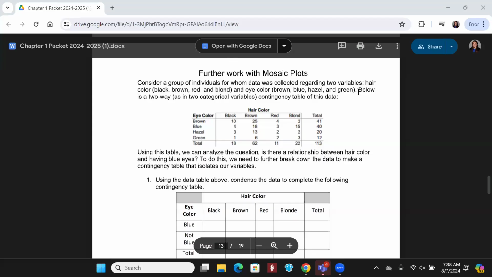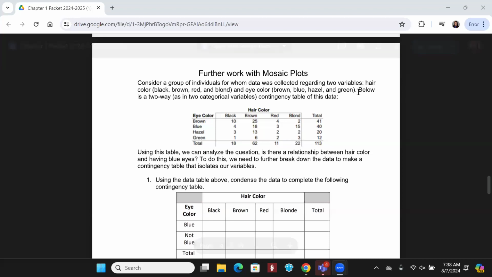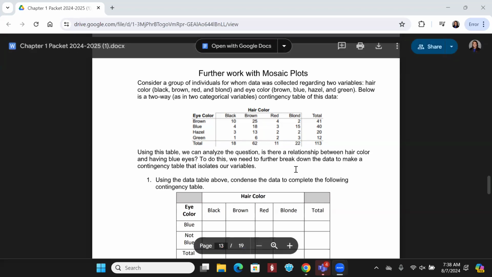So, further work with mosaic plots. Consider a group of individuals for whom data was collected regarding two variables: hair color, black, brown, red, or blonde, and eye color, brown, blue, hazel, and green. Below is a two-way, as in two categorical variables, contingency table of this data. Using the table, we can analyze the question: is there a relationship between hair color and having blue eyes?